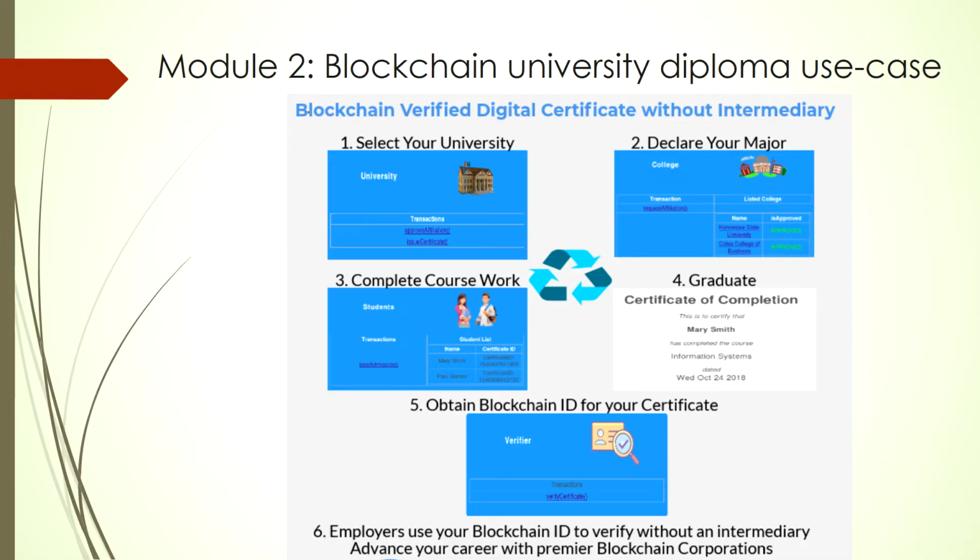In the second module, I take a university case. Suppose you graduated from Kennesaw and you got a diploma. How do we know that that is your actual diploma? So we'll talk about that. In the current scenario, we use intermediaries. How does blockchain help us remove the intermediaries and build trust? So that's the second module we're going to be talking about.